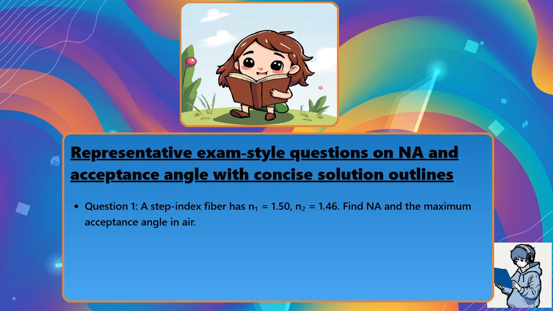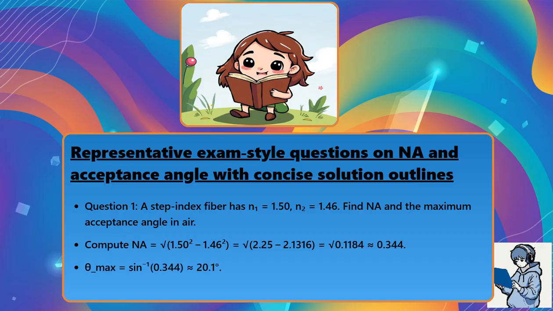Question 1. A step index fiber has n₁ = 1.50, n₂ = 1.46. Find NA and the maximum acceptance angle in air. Compute NA = √(1.50² − 1.46²) = √(2.25 − 2.1316) = √0.1184, approximately 0.344. θ_max = arcsin(0.344), approximately 20.1 degrees.